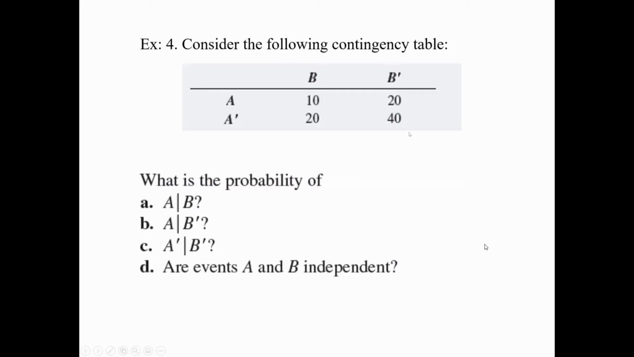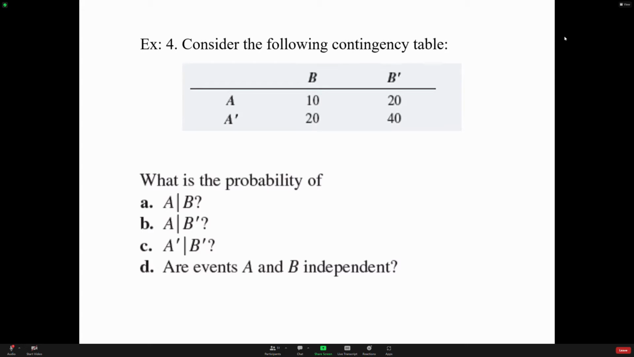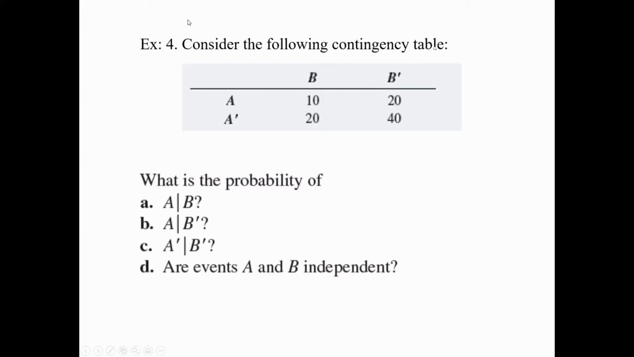Okay, so consider this contingency table, the same one. Whenever you have a contingency table like this, we'll be having the totals. So you can just add a total here. Here the total is 30 and the total is 60 here.